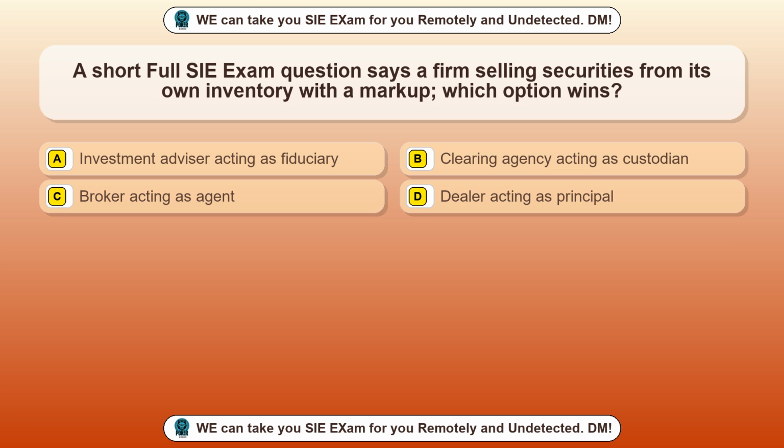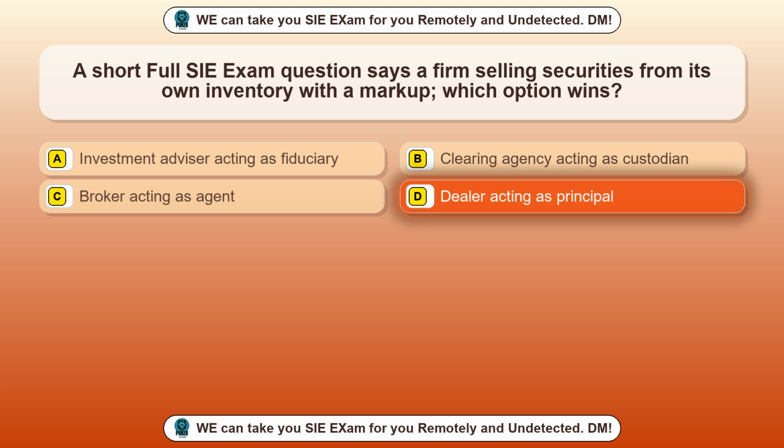Question 71. A short full SIE exam question says a firm selling securities from its own inventory with a markup. Which option wins? Option A, investment advisor acting as fiduciary. Option B, clearing agency acting as custodian. Option C, broker acting as agent. Option D, dealer acting as principal.